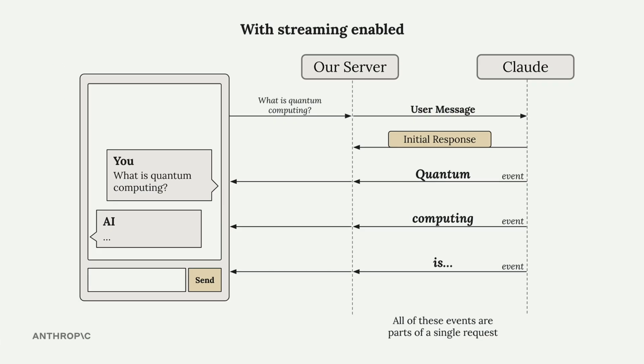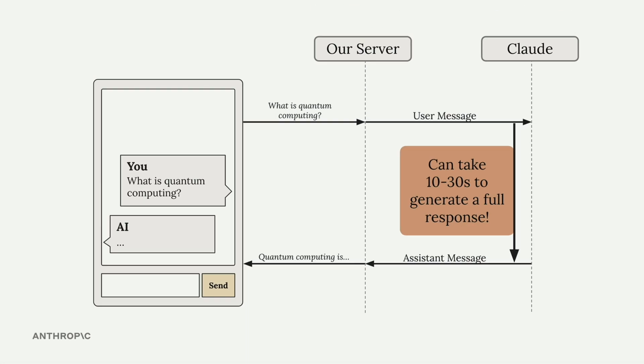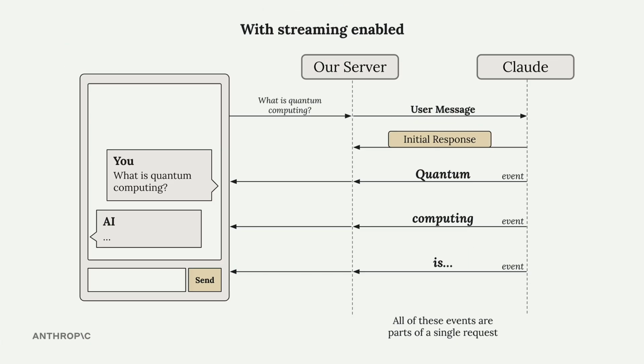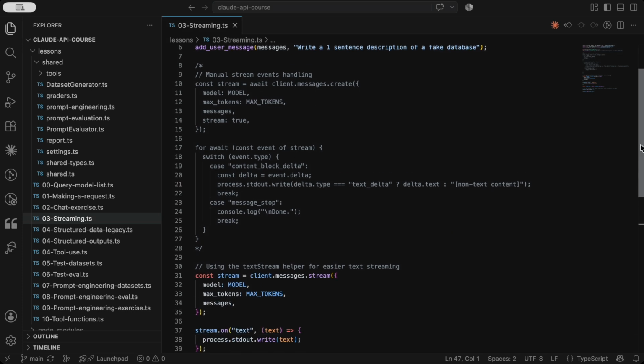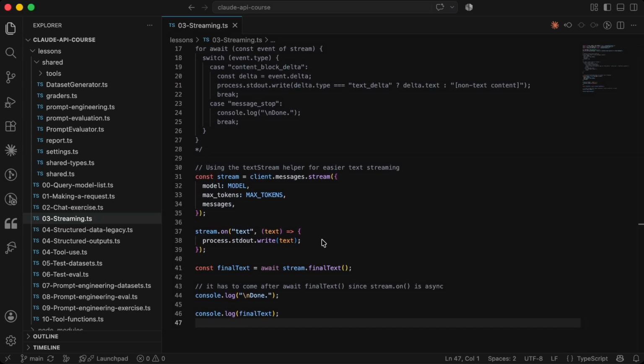Here's the thing. Claude doesn't hold back until it has the full response ready. It generates and emits text in chunks as it goes. What we've been doing so far is waiting for all those chunks to arrive before printing anything. Streaming just means handling each chunk as it comes in, rather than waiting to collect them all. That's the whole idea, but streaming APIs in the TypeScript SDK are quite a bit different from Python. So let's have a look.